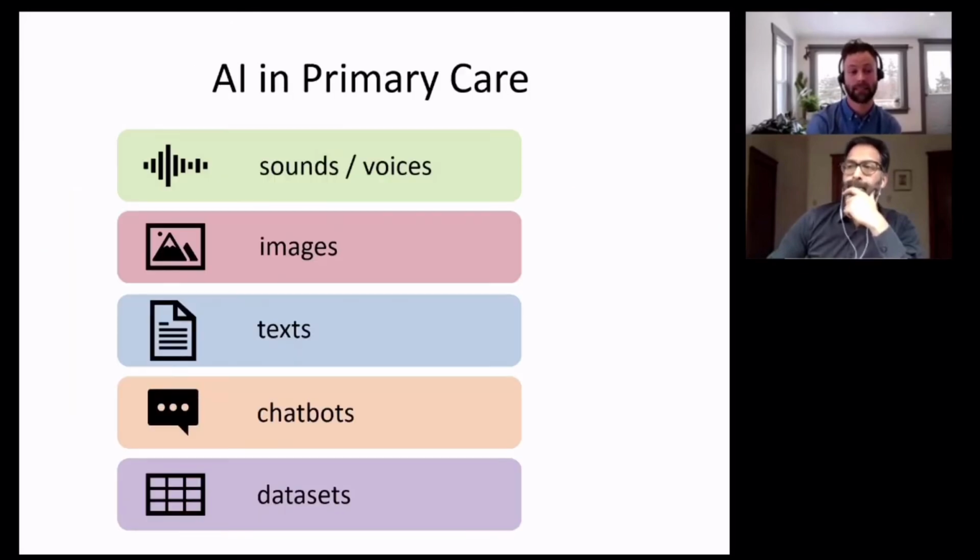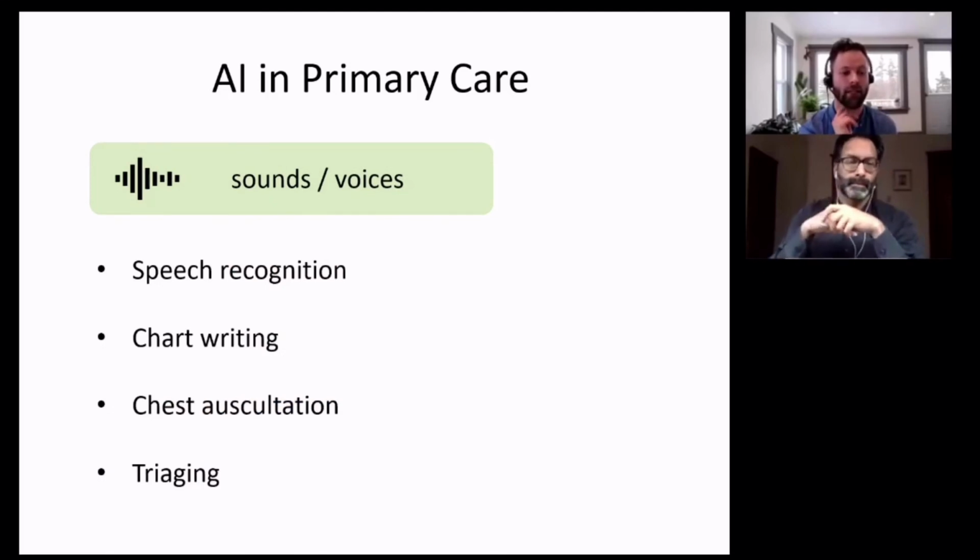Next slide, please. So there are different modalities where we can apply AI, machine learning, and data mining: sounds and voices, images, text, chatbots, and data sets. Starting with sounds and voices, there are tools out there that can recognize voices and speech, and some tools can listen to and record a session between the provider and patient, know exactly who says what, and make the chart review for the provider, who then reviews it in the end.